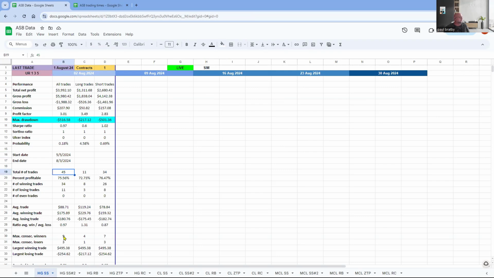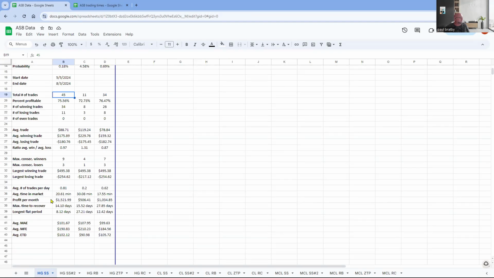Things like average trades per day, 0.81. Profit per month, $1,500. Max time to recover, 14 days. So if you've had a drawdown, the maximum time to recover that drawdown is 14 days.